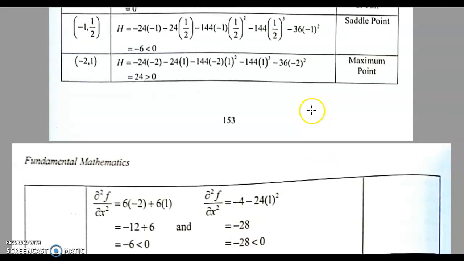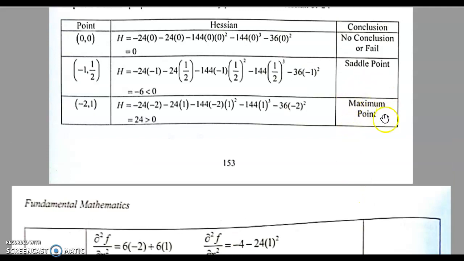So in a situation where the Hessian is positive 24, and the second derivative is negative, less than 0, we can conclude that the point is a maximum point. What is a maximum point? You can imagine it from a graph that is going upward until you reach the highest point. After that it goes down. So we can also say that this maximum point is a turning point.